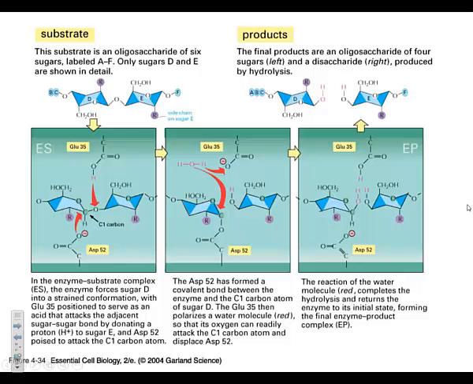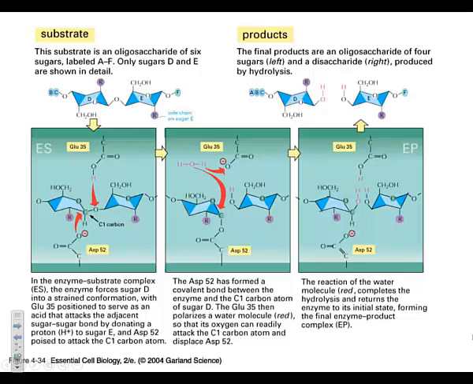Okay, and then once the product is released, the enzyme can just go back, and if there's more substrate present, catalyze the same reaction again. So remember that it's the key interactions, both in this case covalent interaction and hydrolysis reaction, that are completing that chemical reaction.